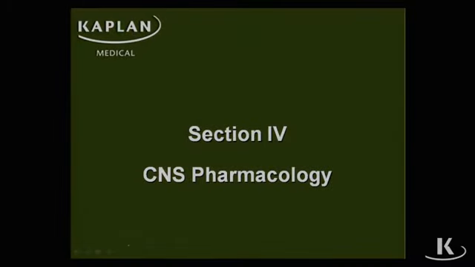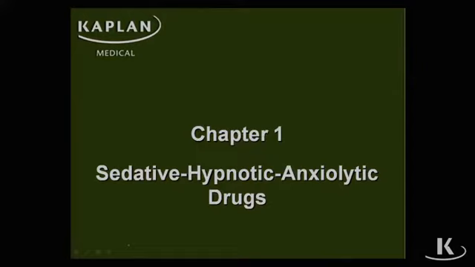Section 4 will cover central nervous system pharmacology. We'll start with Chapter 1 on sedative, hypnotic, and anxiolytic drugs, and if you want, you could actually rename this chapter GABA type of drugs. In effect, what we're going to try and follow throughout that CNS review is some major neurotransmission, or at least some major type of effect in the brain.